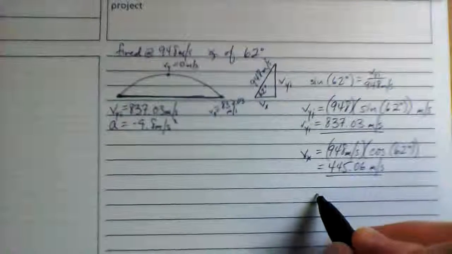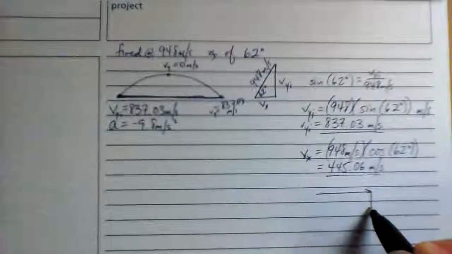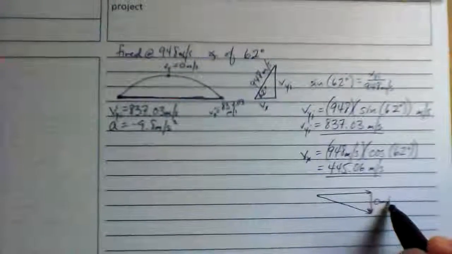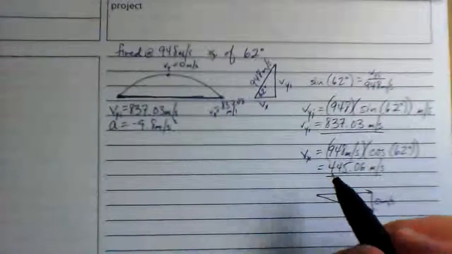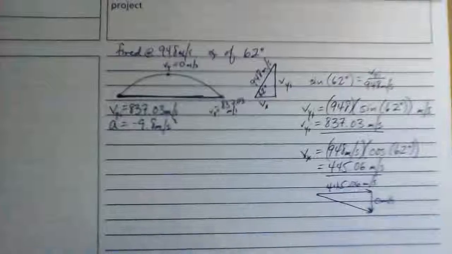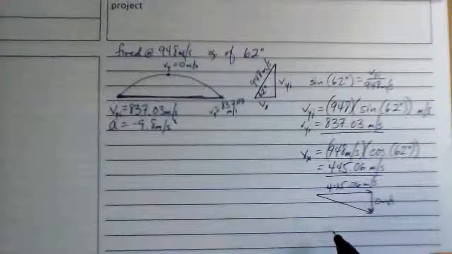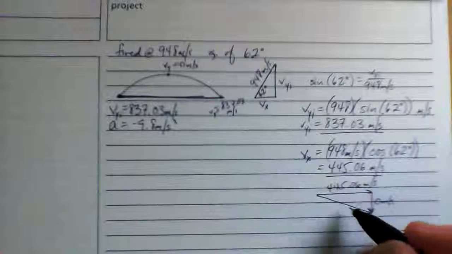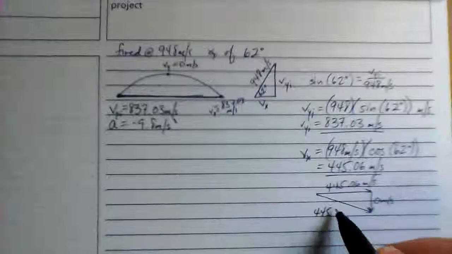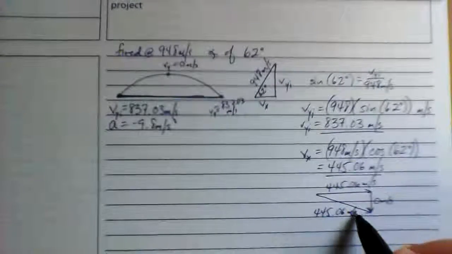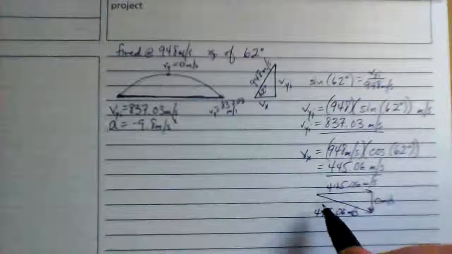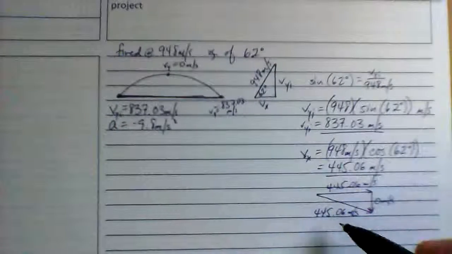So if I draw a quick triangle that represents my velocity at the top, this is going to be exaggerated because my y velocity is 0 meters per second. My x velocity is 445.06 meters per second. All right. So if that is 0, and I use the Pythagorean theorem to find the resultant vector, it's going to be 445.06 meters per second as well. 0 squared plus 445.06 squared is going to give us 445.06 squared. Square root of that gives us that.